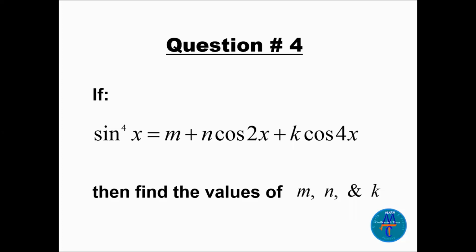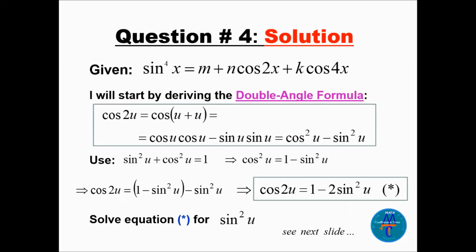You can pause here and think, what can you do? Sine power 4, where is the formula for sine power 4? Okay, I will show you in the first slide here, because we'll have maybe 2-3 slides for the solution. So the given is there, sine power 4 of x is equal to m plus n cosine 2x plus k cosine 4x. I will start by deriving the double angle formula. So it looks like here I will start from scratch.